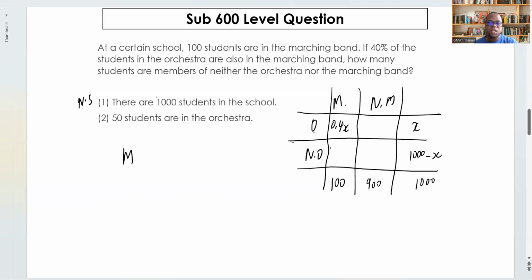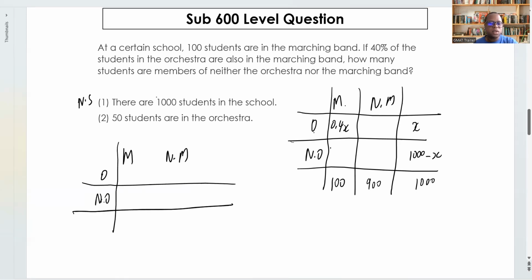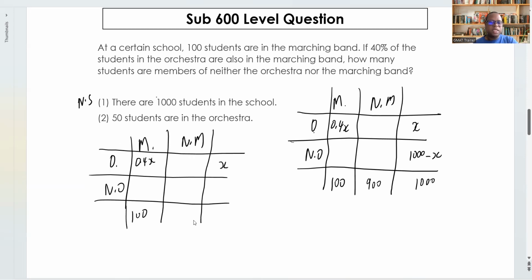So we go back to our matrix: marching, non-marching, then orchestra, non-orchestra. So we do draw the matrix. What does the second statement say? It says that 50 students are in the orchestra. So orchestra includes those who are in the marching band and not in the marching band, that is X. So X equals 50. Therefore, given the information in the question stem, 0.4X is equal to 20, right?